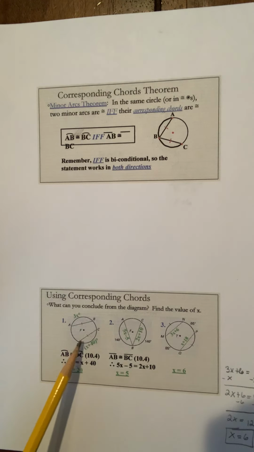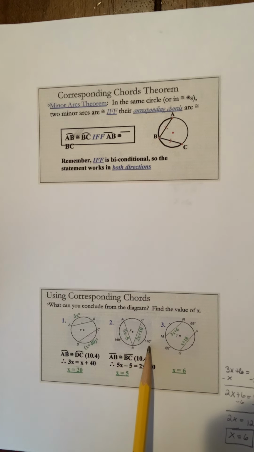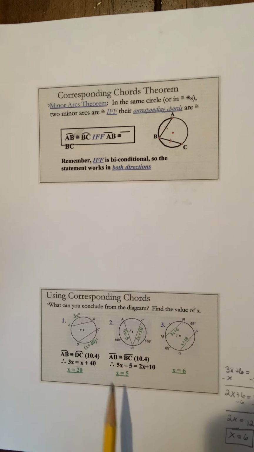All right, now this second one is kind of the biconditional. It is the opposite direction, okay? So here I see my arcs are congruent. Arc AB is congruent to arc BC. So because these 2 arcs are congruent, the chords are congruent, and I would just set them equal to one another. I'd move my x's to one side, get my constants to a side, and I would solve for x.